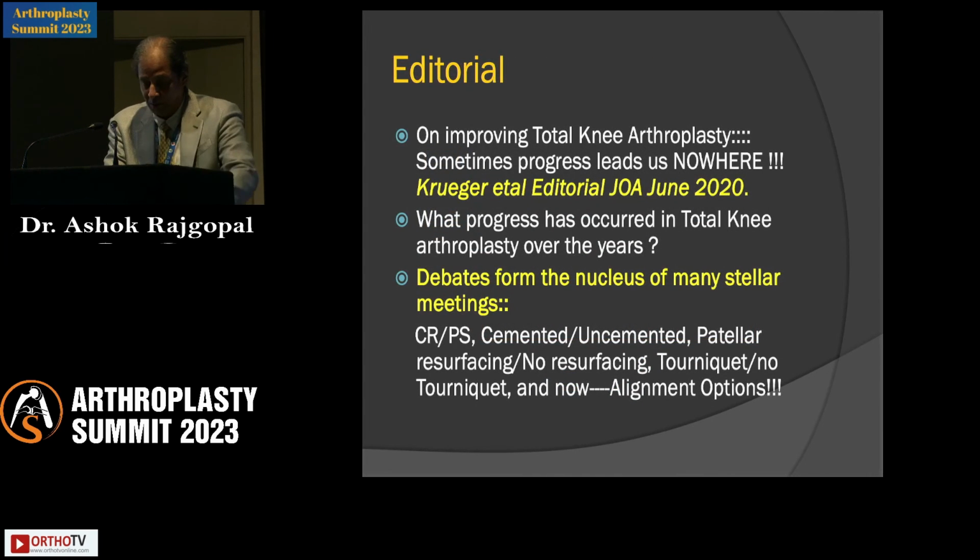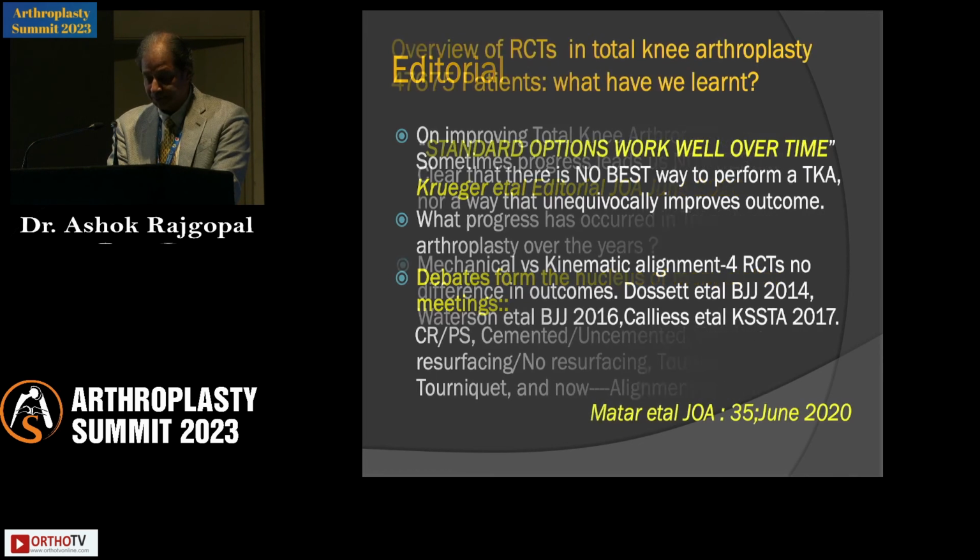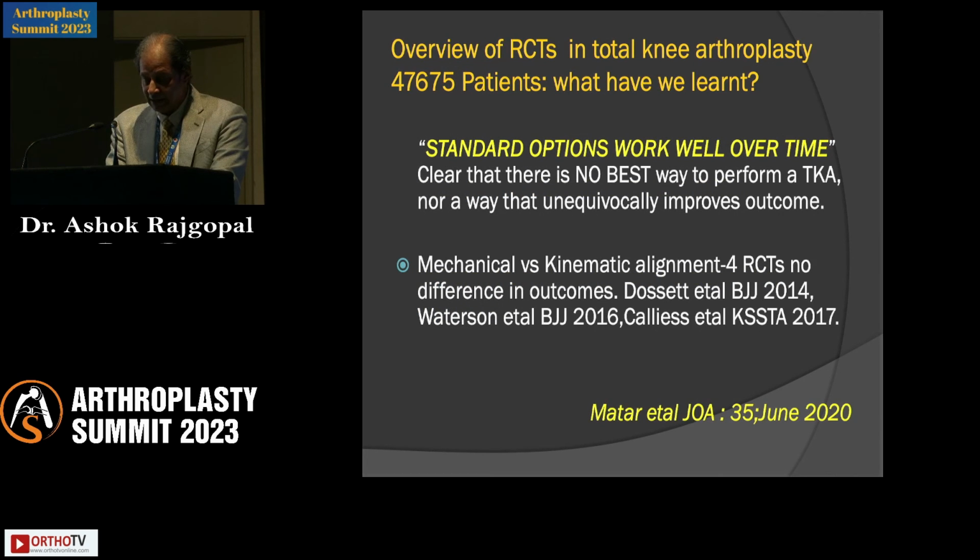I'll just take 2 more minutes, I'm sorry. And on an editorial, improving total knee arthroplasty, sometimes progress leads us nowhere. This was an editorial 2020. And earlier we talked about CR and PS, thank God that's gone out. Now we're talking about alignment, 17 options to choose from. Again, in RCTs, standard options work well over time. Clearly, there's no best way to do a knee replacement.